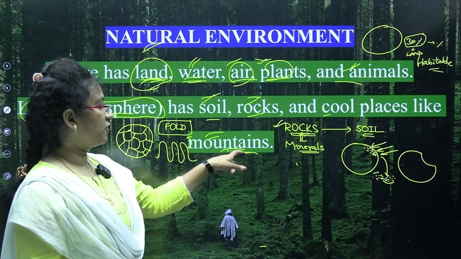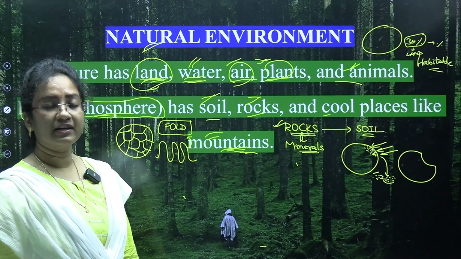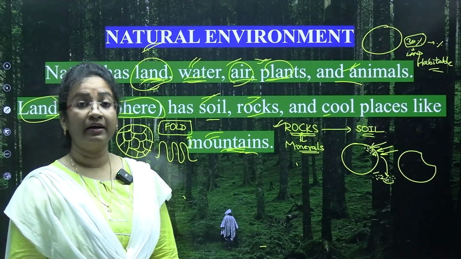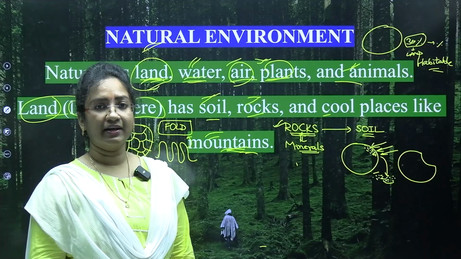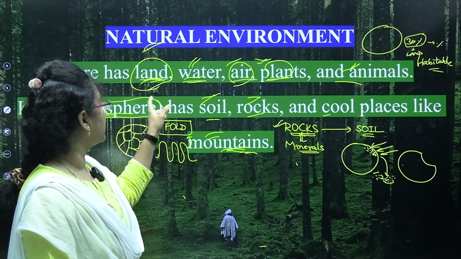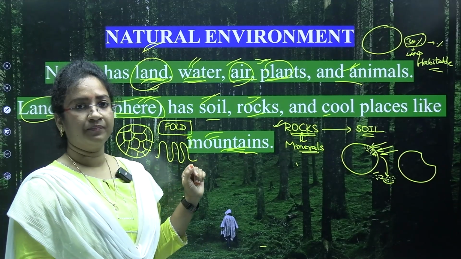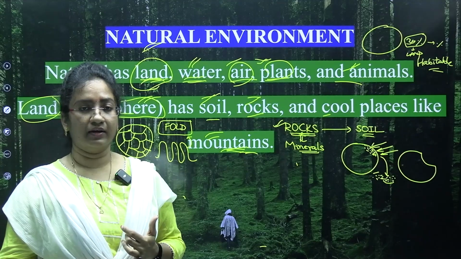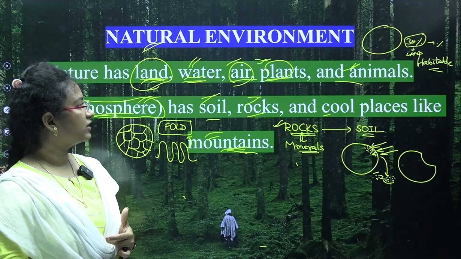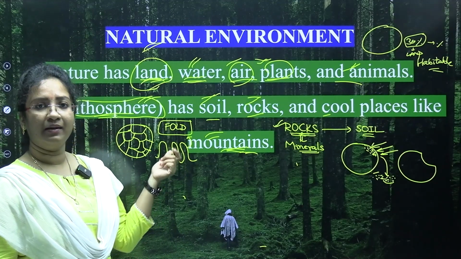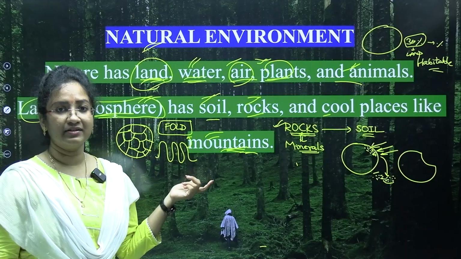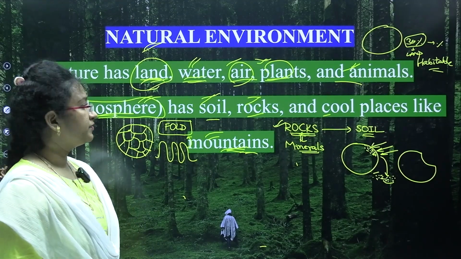So in this way, we have the formation of some mountains, and we also have plateaus, plains, valleys. So these kinds of landforms are present on the land that is on the lithosphere. Right. So here, remember, land or lithosphere has rocks, soil, mountains, plateaus, plains, valleys, etc. Right.